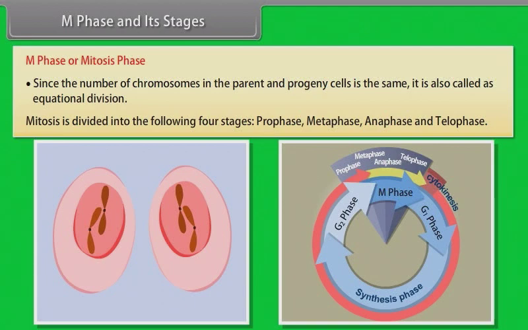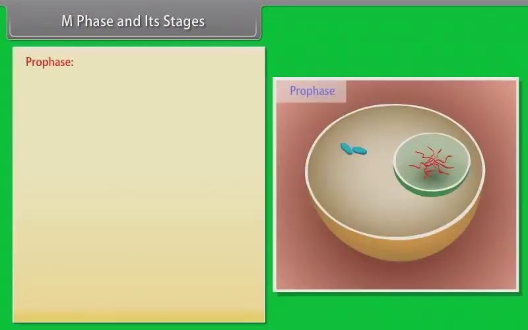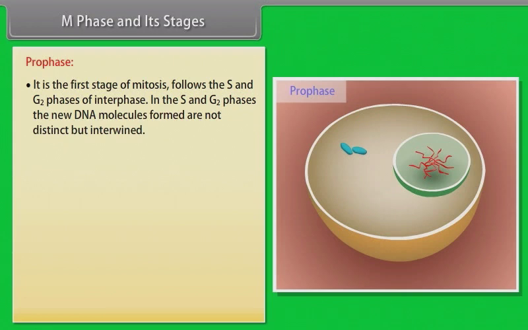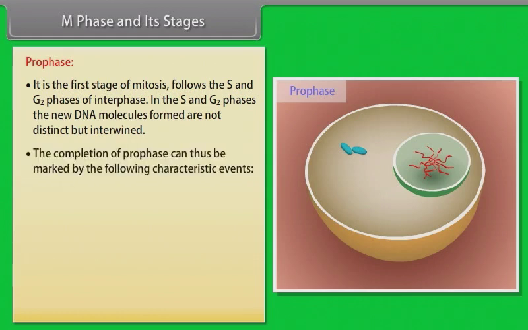The first stage of mitosis is prophase. It follows the S and G2 phases of interphase. In the S and G2 phases, the new DNA molecules formed are not distinct but intertwined. The completion of prophase can thus be marked by the following characteristic events.